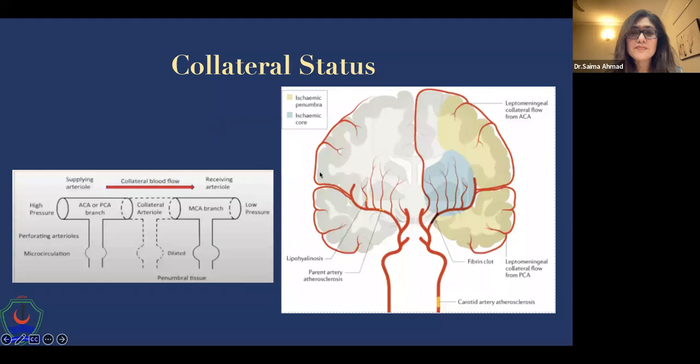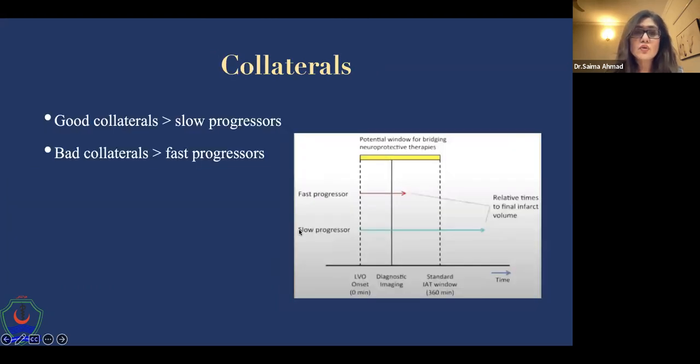Again, the collaterals are very important and collateral scoring is also very important. The patients who have good collaterals are the slow progressors, and they are those patients who show a good outcome after endovascular therapy. The patients who have bad collaterals are the fast progressors and they have a bad outcome after endovascular therapy. So the collateral scoring is very, very important.